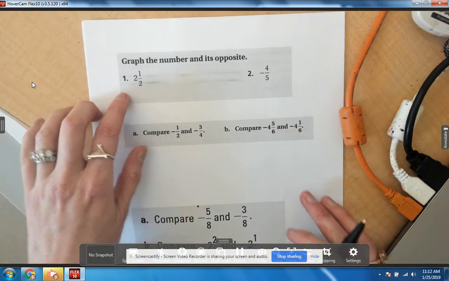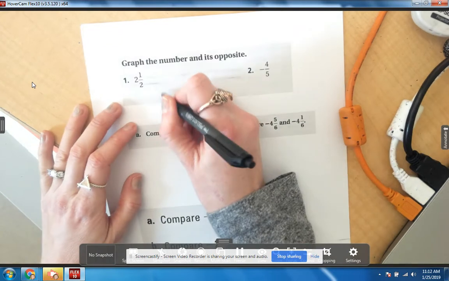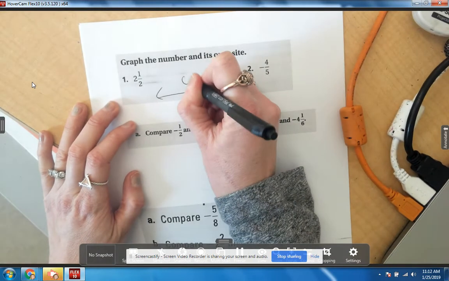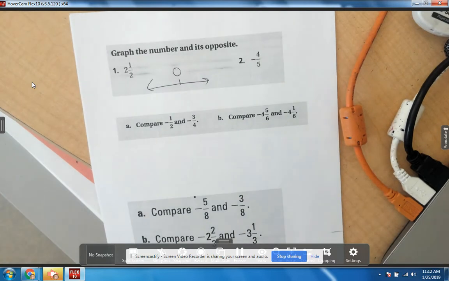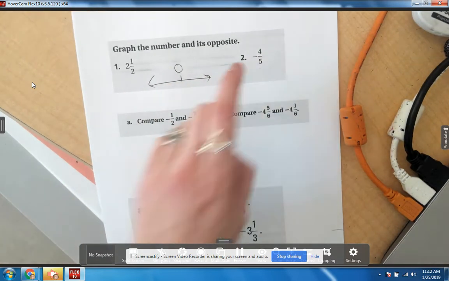Okay, I'm going to have you try these as well. So basically, again, you're just going to draw your number line, put a 0 in the middle, figure out where 2.5 would go, which side of 0, and then put the opposite on the other side. So try these two as well.